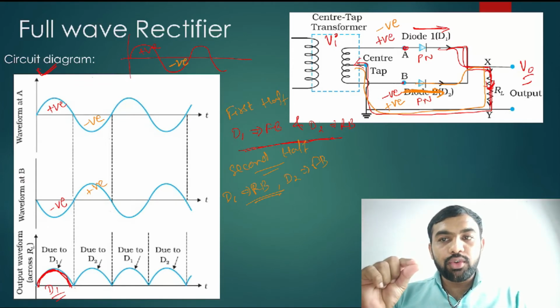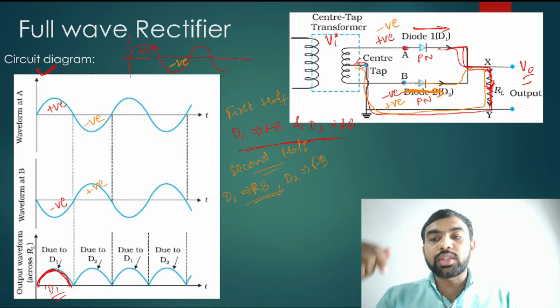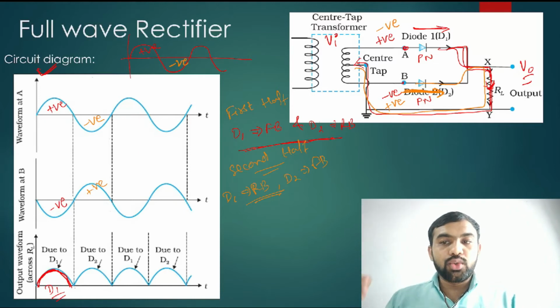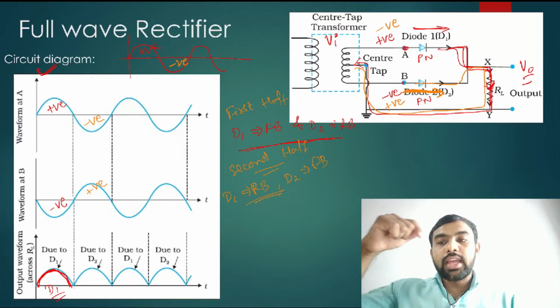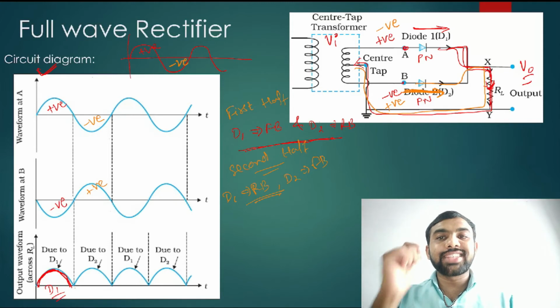In the first case, X to Y means the same direction. When diode 1 is in forward bias, in which direction does current flow through the RL? X to Y. When diode 2 is in forward bias, in which direction does current flow through the RL? X to Y means the same direction. Both are positive, so current flows through the RL in the same direction.